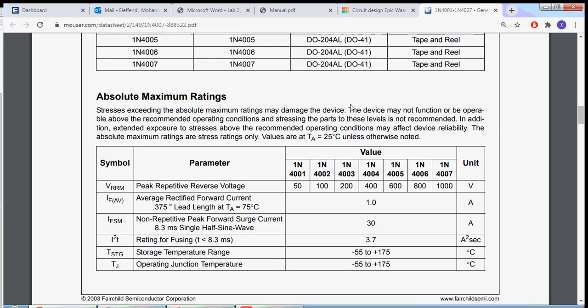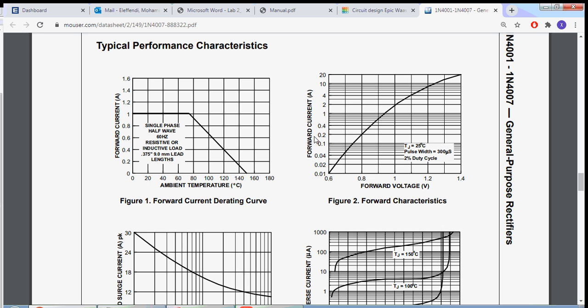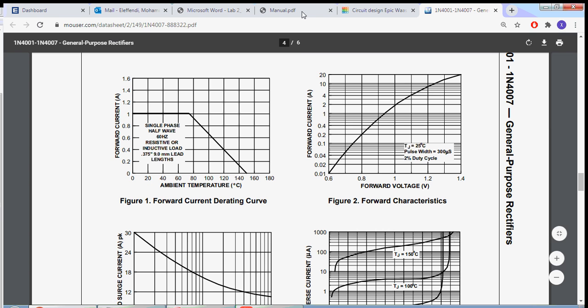So if I scroll down through the data sheet, I would find this graph right here, forward current and forward voltage. This is the IV curve of the device. I will talk about what forward means in a bit. So basically this is the IV curve of the diode, and you can see how it is nonlinear. So you can either find it in the data sheet or you can construct it yourself.